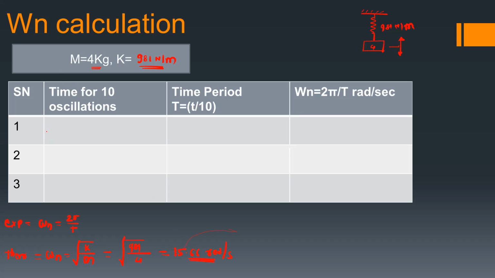You can repeat this experiment if you are conducting it in the laboratory, just to minimize the measurement error. So we should measure 10 oscillations and then find the time period as t upon 10. Here, as we are conducting the experiment in software, we will directly get the time period. Directly we will get one waveform.